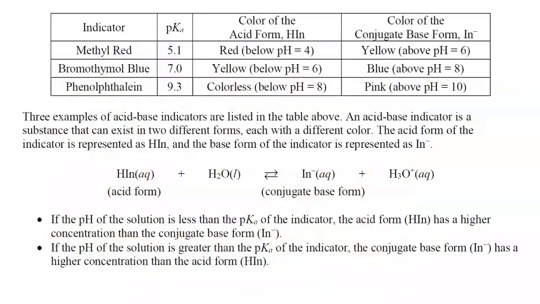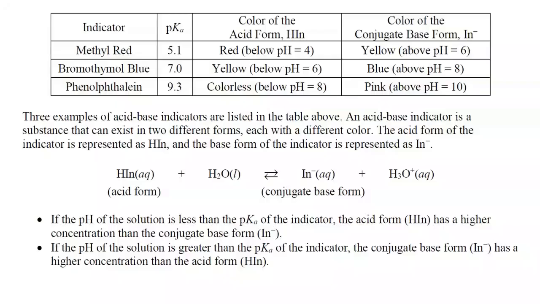So you'll notice that in this table, we have 3 examples. There's plenty of acid-base indicators out there. I'm just showing you 3 examples, and they are methyl red, which could be either red or yellow, depending on the pH. We have bromothymol blue, which could be either yellow or blue, depending on the pH. And then we have phenolphthalein, which could be either colorless or pink, depending on the pH of the solution.